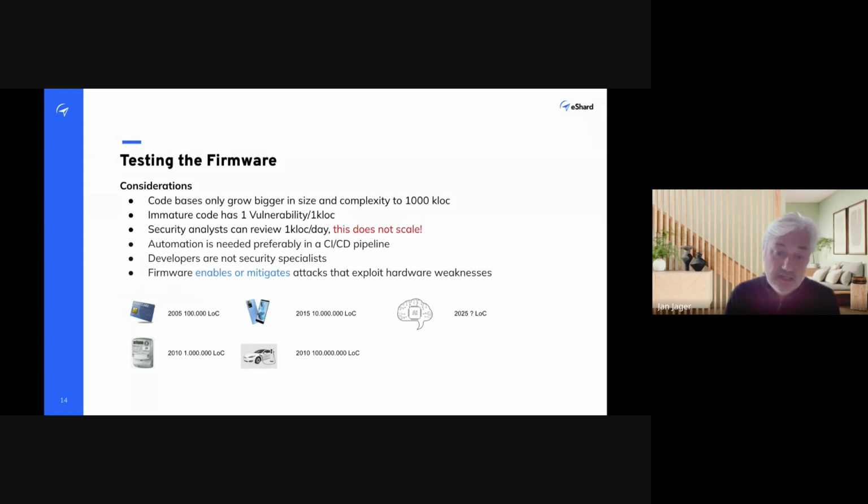So here is a short overview of the growth in code over the last 20 years. As you can see, the smart card solutions were only about 100,000 lines of code. Smart meters in 2010 already went over 1 million. And you can see the growth with iPhones or mobile phones, and Teslas nowadays with more than 100 million lines of code. And with AI nowadays, who knows how much the code base will grow or maybe even shrink. I don't really foresee where this is going in the upcoming years.